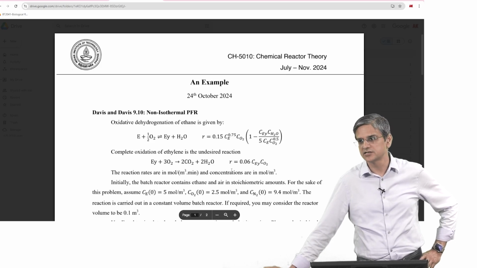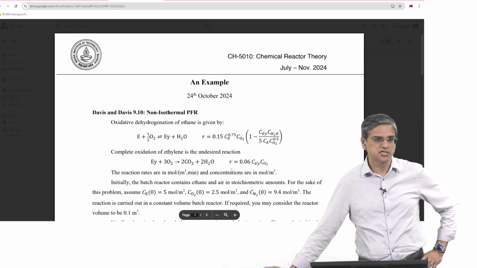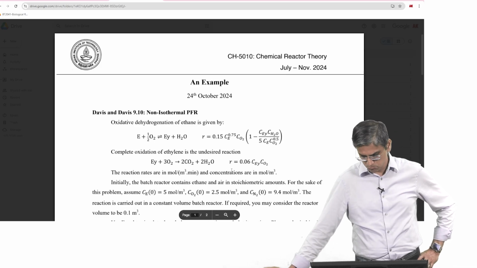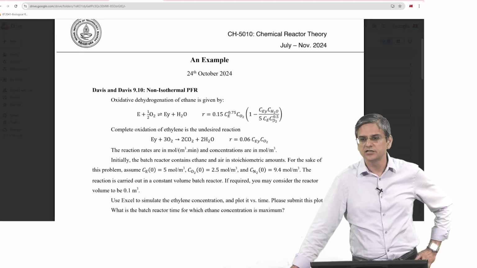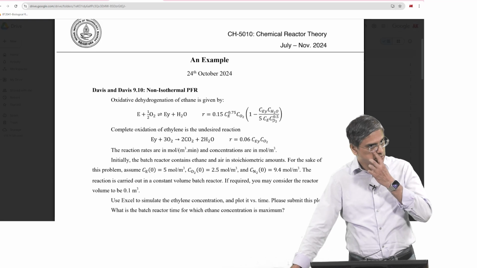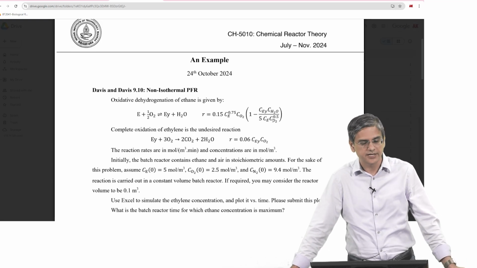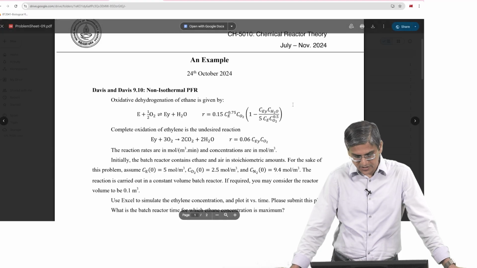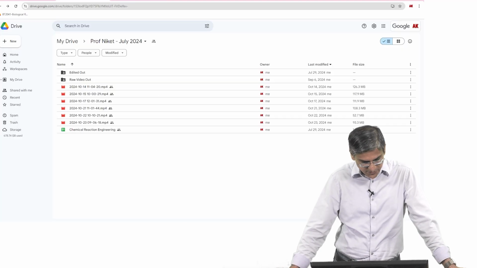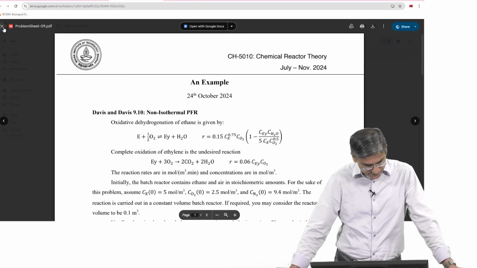So fixed bed reactors and batch CSTR case studies is something that we will spend a little bit more time on. Okay. So as I said in the previous class, today we will take up Excel, okay, and look at one particular example.